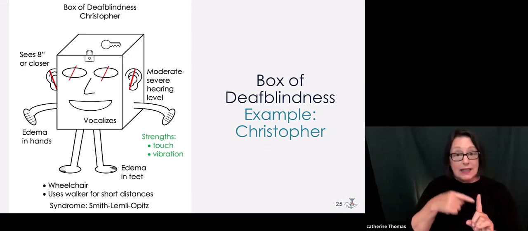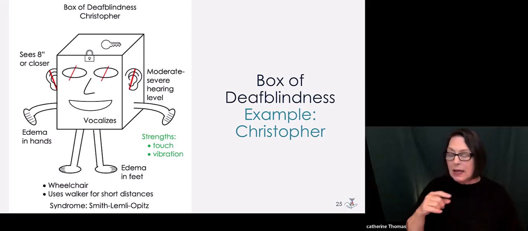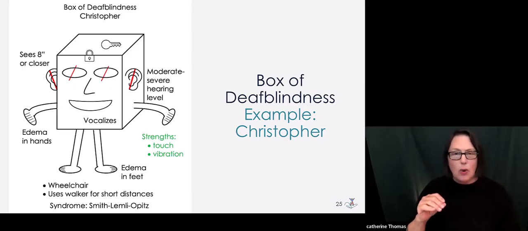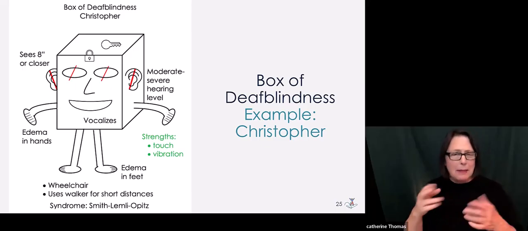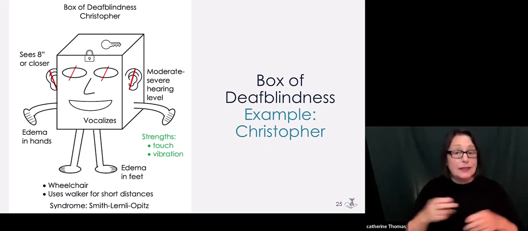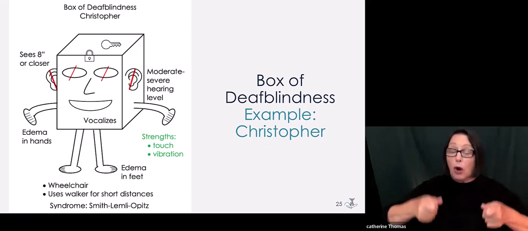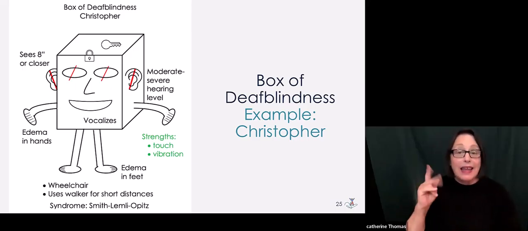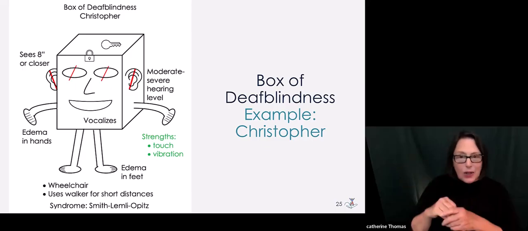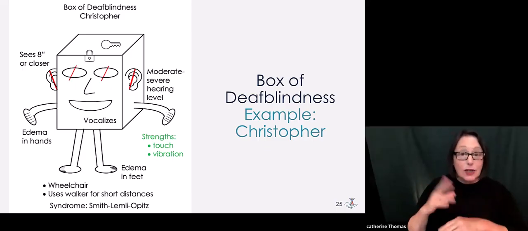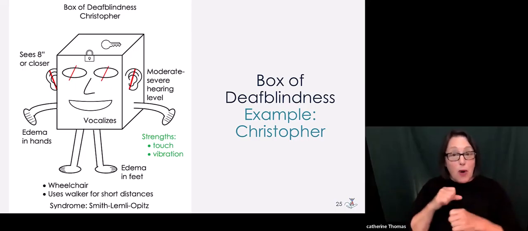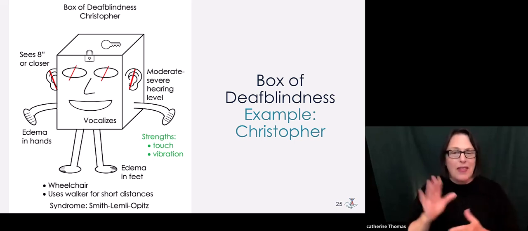He has edema in his hands and feet, and so people are going to need to know that information that he takes in through his hands or feet might be difficult for him. And a note that he uses a wheelchair and a walker for short distances. Christopher's strengths are touch and vibration. As Kathy was saying earlier, including activities that include movement and touch, using that baton to do row, row, row your boat. So he has touch and movement involved in his educational routines.